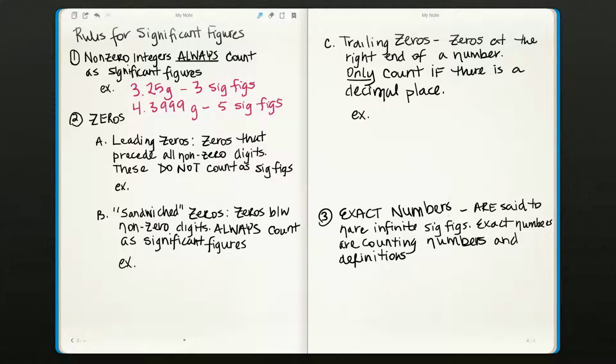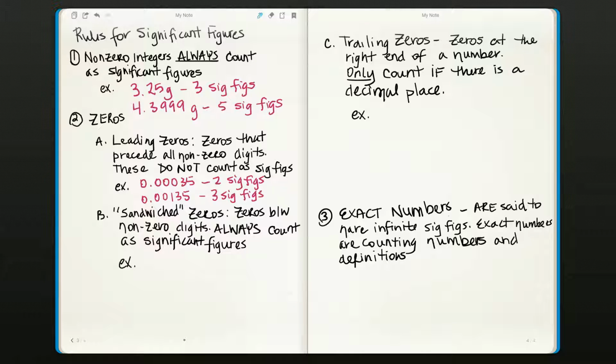Zeros, again, that's where it kind of gets tricky. So leading zeros are zeros that precede all of the non-zero digits in a number. These do not count as significant figures. So if you have something like 0.00035, that's only 2 sig figs. Or 0.00135 is 3 sig figs.